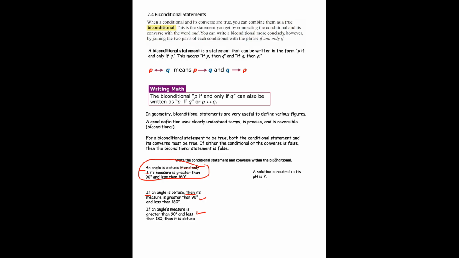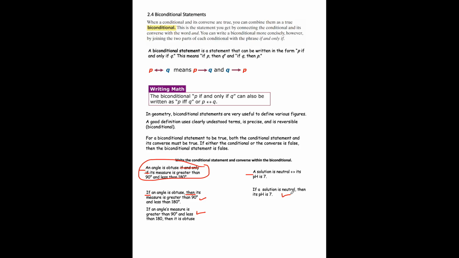Next, a solution is neutral if and only if its pH is 7. So the double arrows. So this is a biconditional statement, meaning it contains two ideas, a conditional and a converse of the conditional. How do we convert a biconditional statement into its two conditionals? We add if and then to it. If starts the sentence. So if a solution is neutral, then its pH is 7. This is one of the two conditional statements that this biconditional contains.